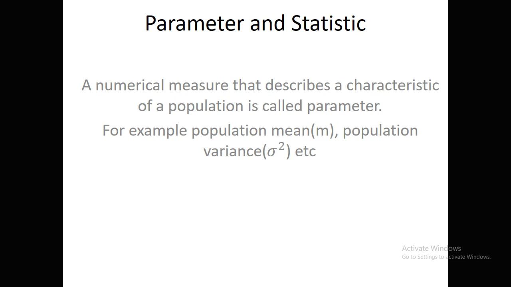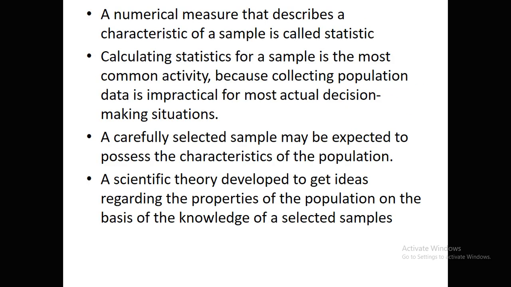Now, let me discuss what a parameter is and what a statistic is. A numerical measure, that means any measure of the population, is actually a parameter. For example, population mean, which is denoted by small m, and population variance. And any measure of the sample, that is a smaller one, the sample, is called a statistic.